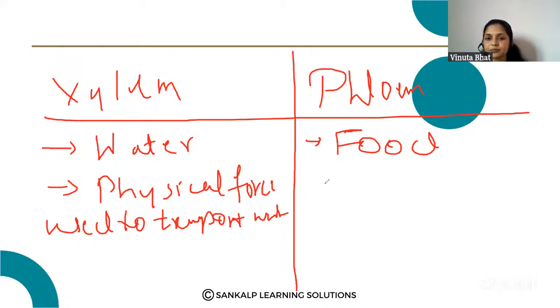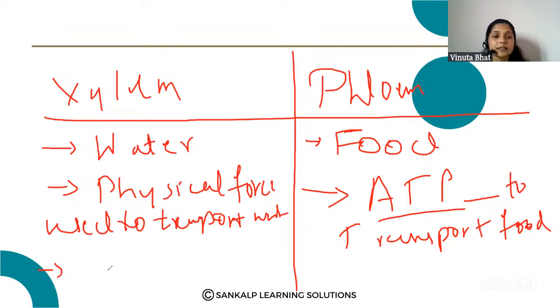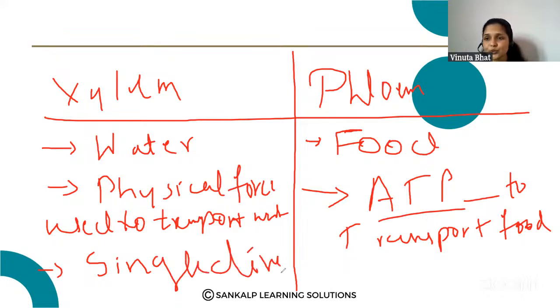Then phloem uses the energy from the ATP. ATP is used to transport the food. Then the transportation of water is in a single direction, because it goes from roots to the shoots, not from shoots to the other parts. So directly from roots to the shoots, single direction.